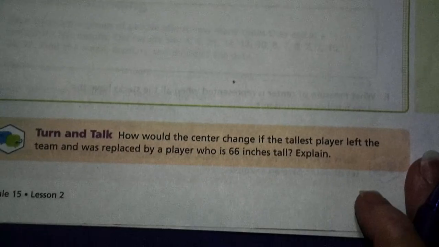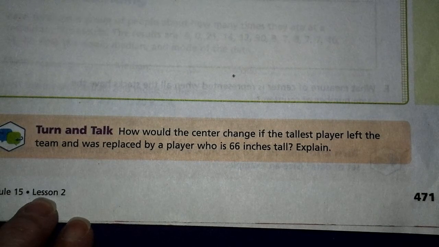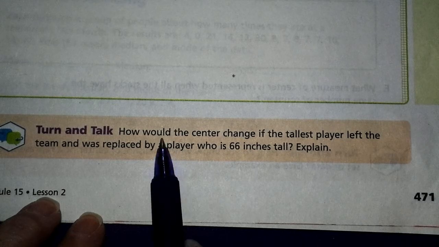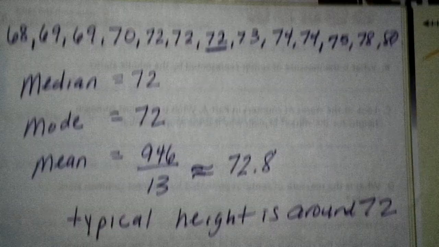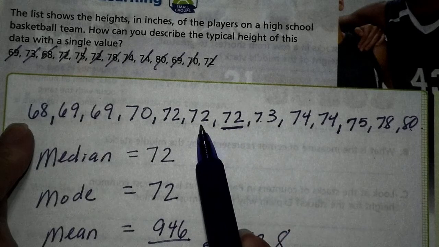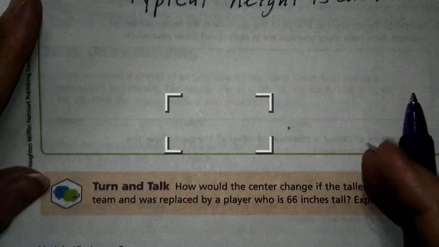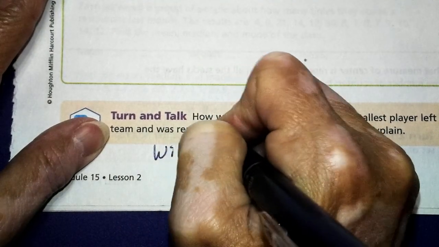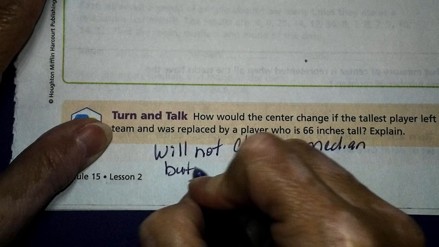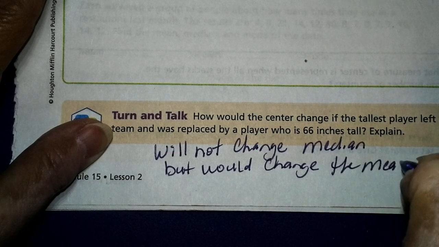Okay, so the turn and talk at the bottom says, how would the center change if the tallest player left the team and was replaced by a player who was 66 inches? All right, so would it change? If we look, we would take this person out. We would add 66 down here. So you can see that that's not going to affect the median, but it will definitely change the mean. So it will not change the median, but would change the mean.